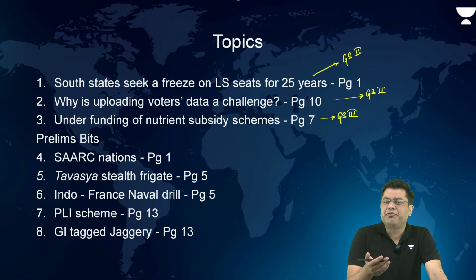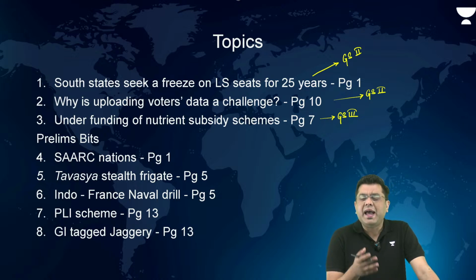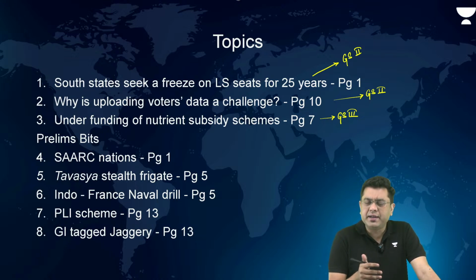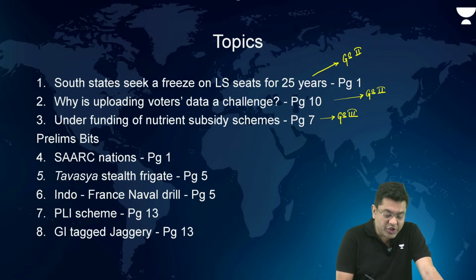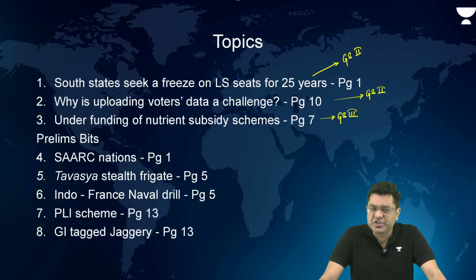A new stealth frigate has been launched. And what is that stealth frigate? And what is that deal with Russia? Indo-France naval drill off the coast of Goa is being held. PLI scheme is something we are going to talk about briefly. And GI tag Jaggery has been exported for the first time from the western part of Uttar Pradesh. So which region has got that GI tag? So these are the topics which become important for your prelims examination as well.